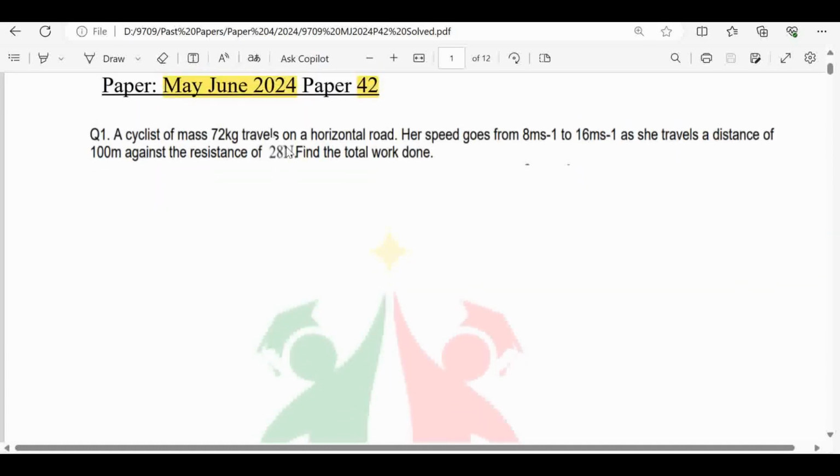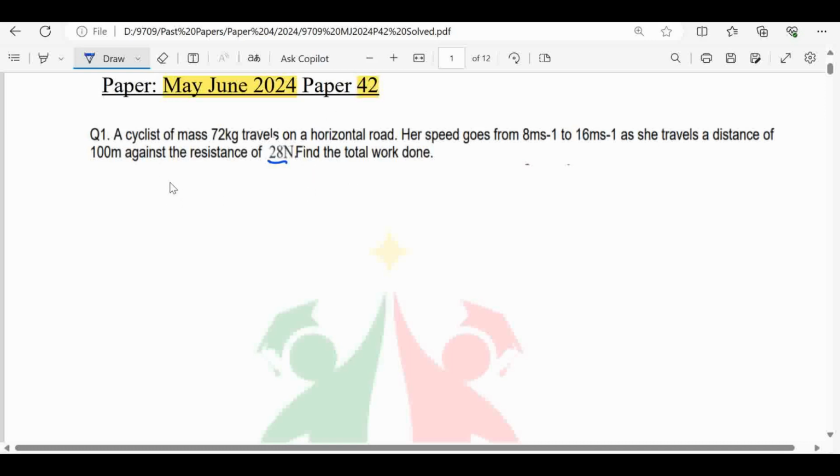A cyclist of mass 72 kg travels on a horizontal road. Her speed goes from 8 meters per second to 16 meters per second, as she travels a distance of 100 meters against a resistance of 28 newtons. Find the total work done. So we have to find out the total work done.